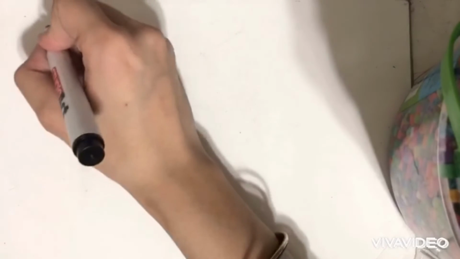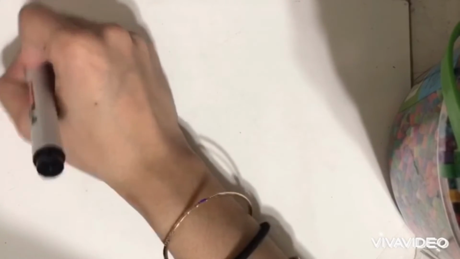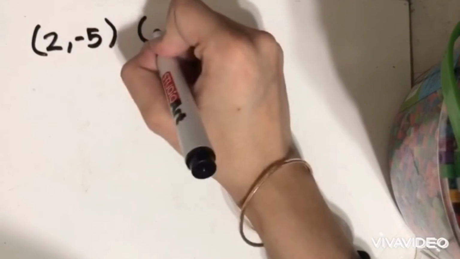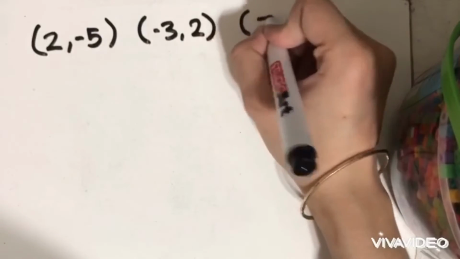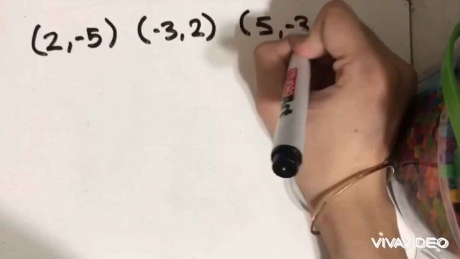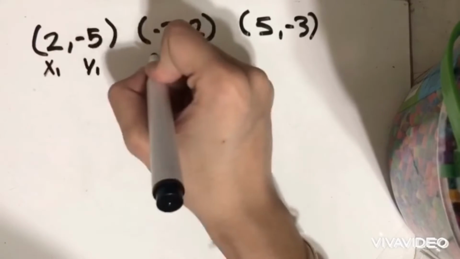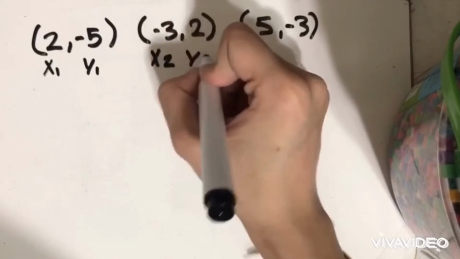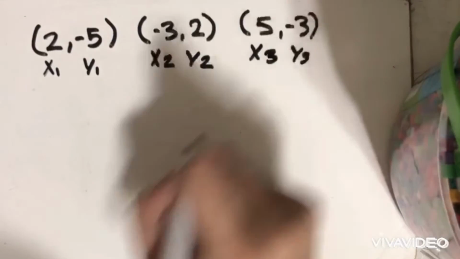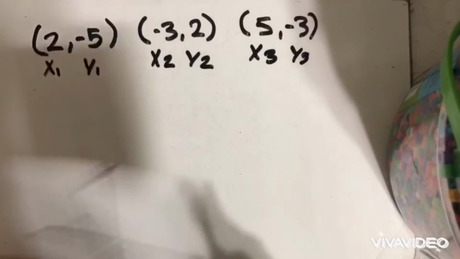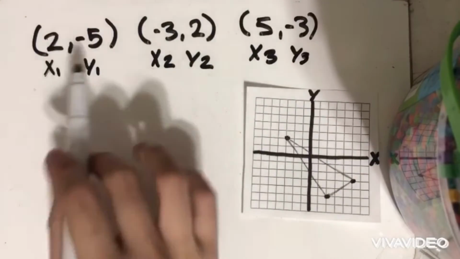In this video, we'll be learning about area using determinant. First step is I am going to write down my coordinates. Under the numbers, I'm going to label x1 and y1. The next one will be x2, y2. The third one will be x3 and y3. Then you're going to plot those down onto a graphing paper. I already have mine plotted down and ready to go.